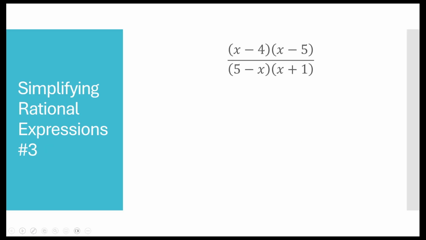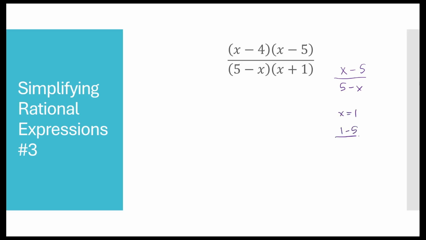Now here, it looks a lot like what we had before, but it's a little bit different. So let's talk about this for a sec. On the top, I have x minus 4 times x minus 5. And on the bottom, I have 5 minus x times x plus 1. So the thing we're really worrying about is this x minus 5 and this 5 minus x. What's the deal with those? And just like before, we can pick a value for x to plug in and kind of play around and see what happens. And if we start to notice a pattern, then we're going to want to test that out. So I'm going to plug in 1.